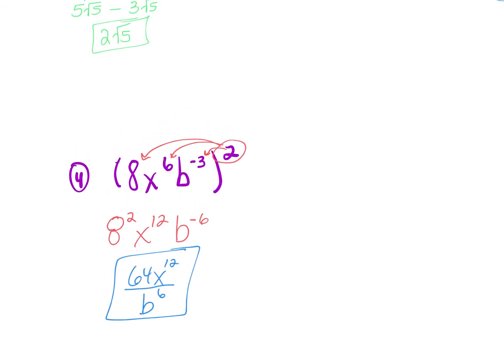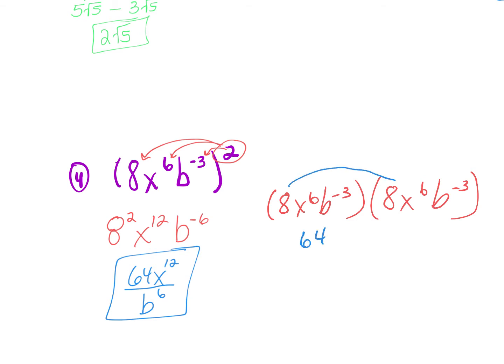Okay, the question was just asked, how did you know to just distribute that power rather than say, okay, this is telling me I have 8x to the 6th b to the -3rd times 8x to the 6th b to the -3rd. It's the exact same thing. When you distribute that exponent using our exponent rules, that's just a shortcut to this. But if you were to write your parentheses out twice and then multiply, 8 times 8 is 64, right? x times x, the bases are the same. So what do we do to our exponents? We're going to add them, right? 6 plus 6 is 12.